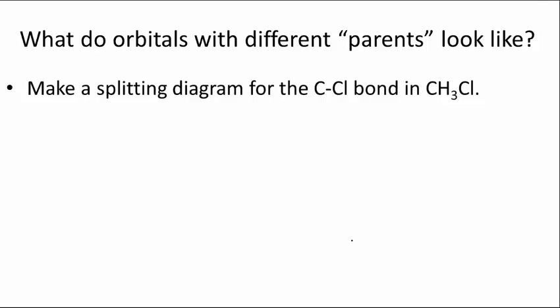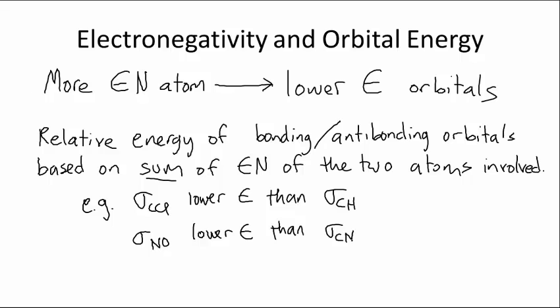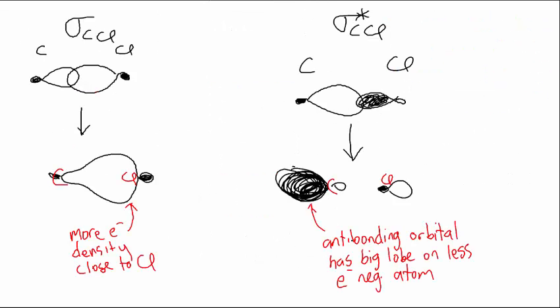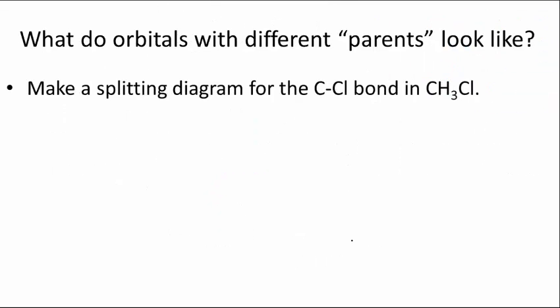All right, so actually I gave myself this slide, but I did this earlier, so I don't need to use that slide. What we did is we looked at the CCl bond, and we said the bonding orbital looks more like the more electronegative parent. The antibonding orbital lies more on the less electronegative atom. All right, so I'm going to give you this challenge right now. Try and draw the molecular orbital diagram for CH2ClF, meaning this molecule.